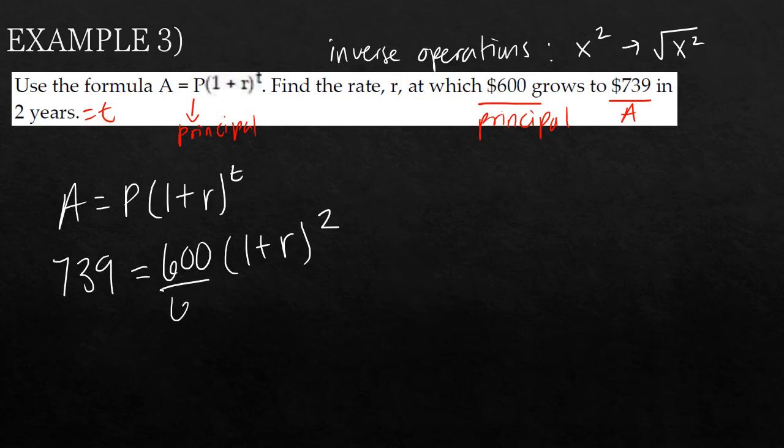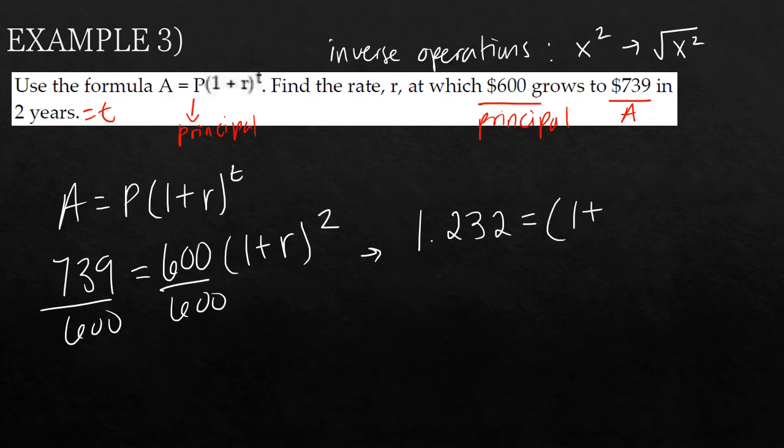So I'm going to divide by 600. Okay, so just typing that in, I'm going to get approximately 1 and, let's go to the nearest thousandths, so we get 1 and 232 thousandths equals 1 plus r squared.